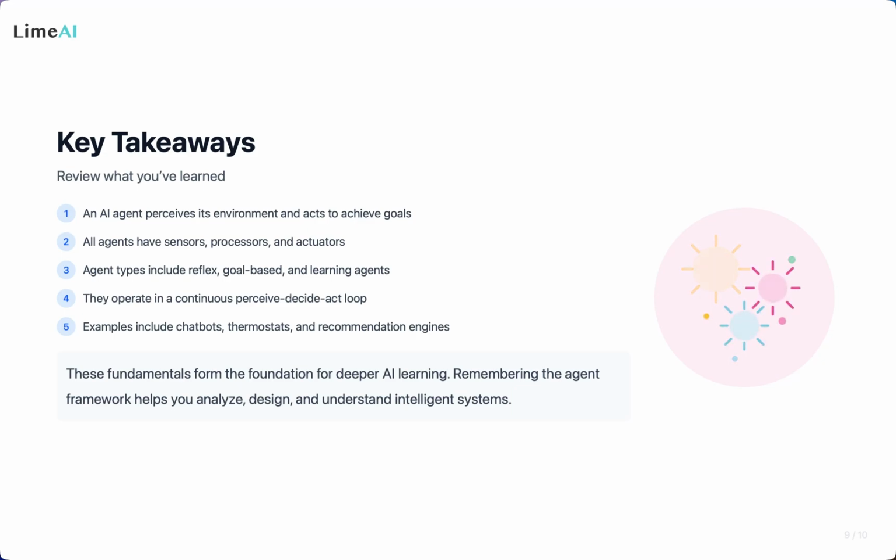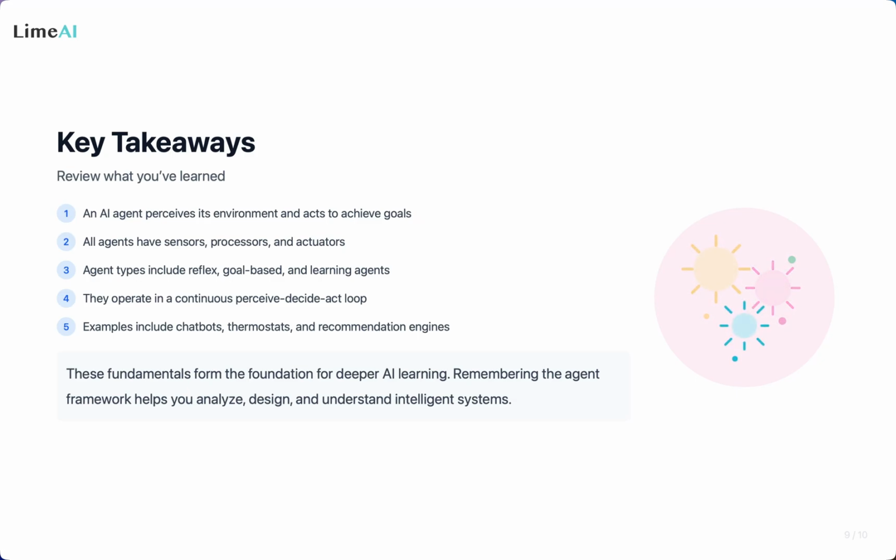Third, there are different types of agents, from simple reflex ones that react instantly, to goal-based agents that solve problems, to learning agents that improve over time. Fourth, all agents run on a loop: perceive, decide, act, and repeat. This cycle keeps them responsive and interactive. Finally, you see AI agents everywhere: in voice assistants, smart thermostats, chatbots, and recommendation systems. Even simple automation can qualify if it senses and acts with purpose.